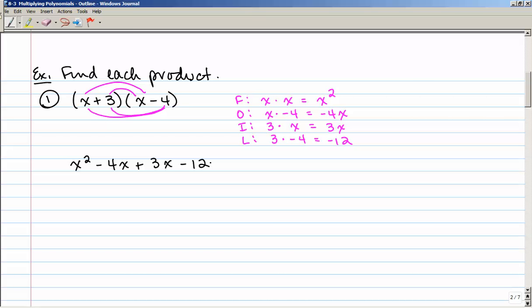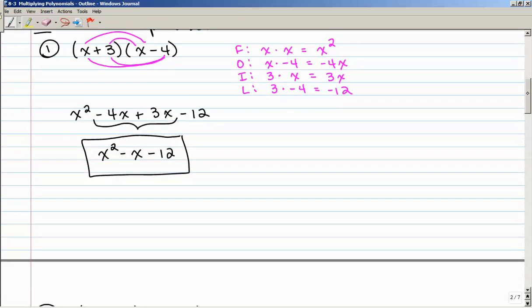To come up with my final answer, I need to combine any like terms that I have, and I notice that these guys here in the middle are like terms, so my final answer is going to be x squared. Negative 4x plus 3x gives me a negative 1x, or just negative x, minus 12. So the product of x plus 3 and x minus 4 is x squared minus x minus 12. And to do that, we kind of did the distributive property multiple times, but used FOIL to help us make sure that we got everything multiplied by each other.